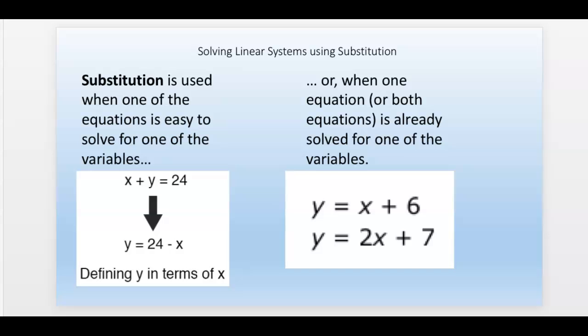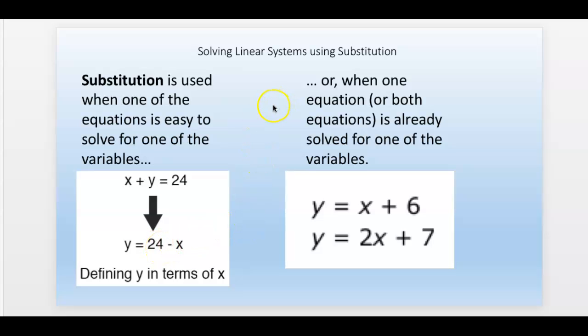Guys, substitution is used when one of the equations is easy to solve for one of the variables. Like if this just says x plus y equals 24, it's easy to just subtract x from both sides and say, well, y equals 24 minus x. So you define y in terms of x. You get one variable all by itself, then you can substitute in.